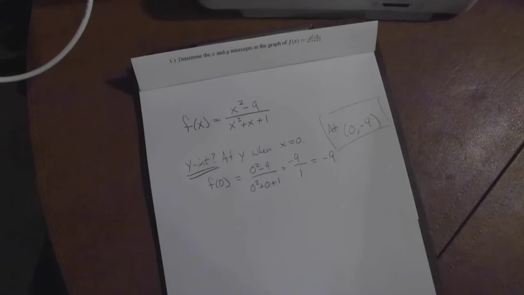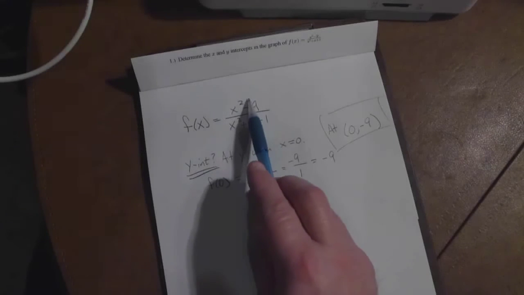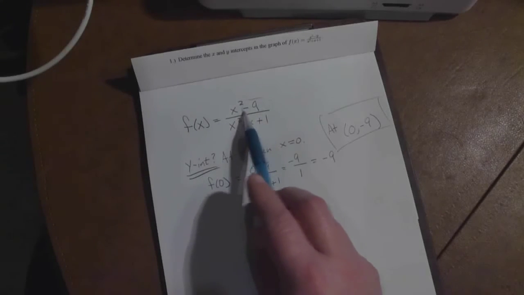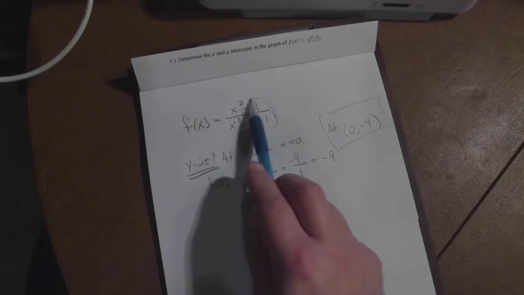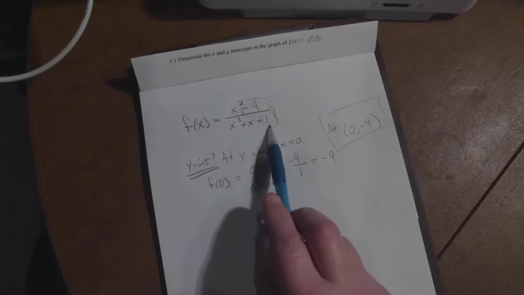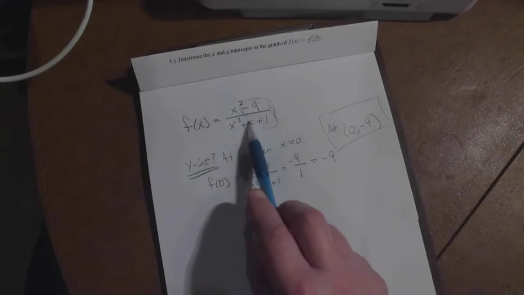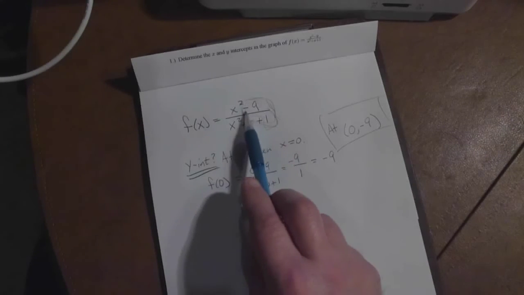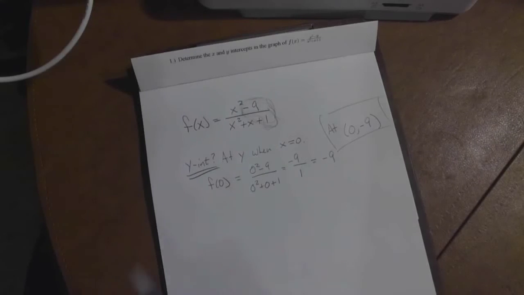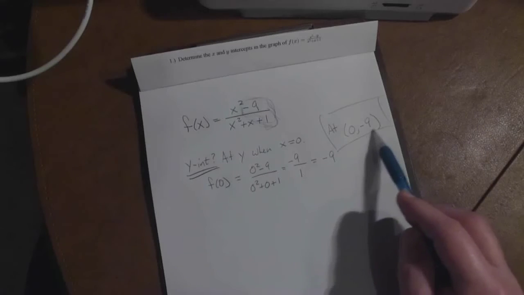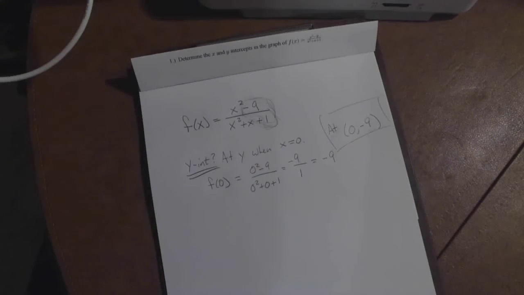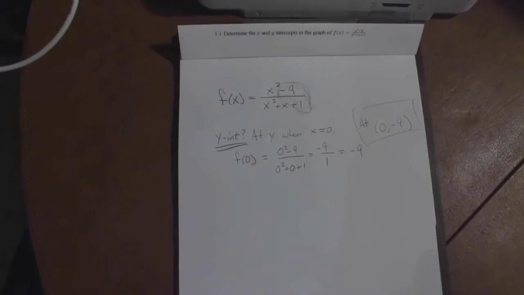Now, one thing you may notice, which is highlighted in the notes, is that your y-intercept can actually be seen as the ratio of the two constant terms in the numerator and the denominator. Here we have negative 9 over plus 1. Those two terms formed into a ratio do give us this location for our y-intercept.